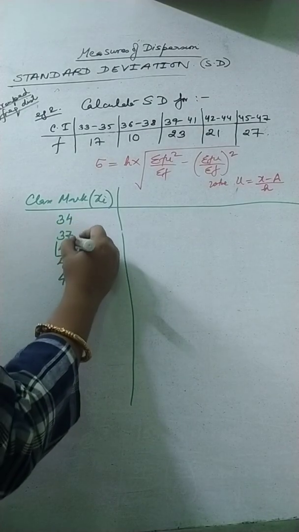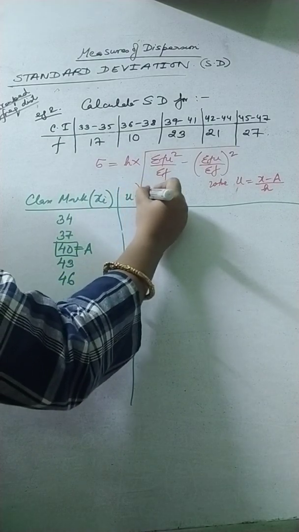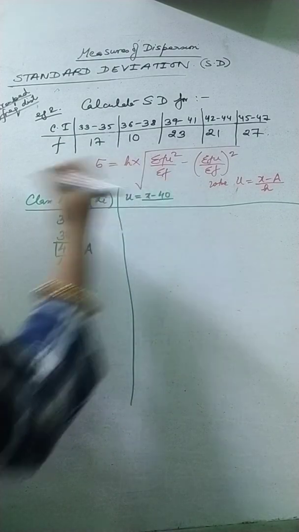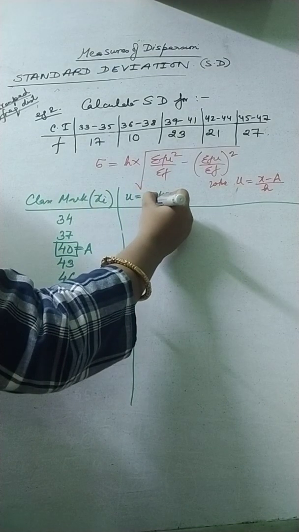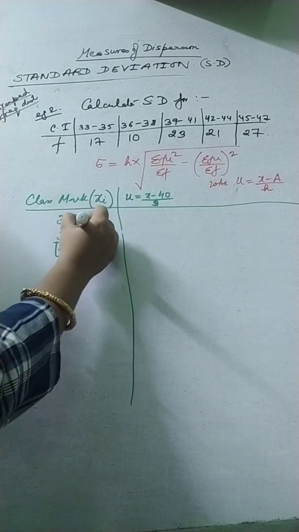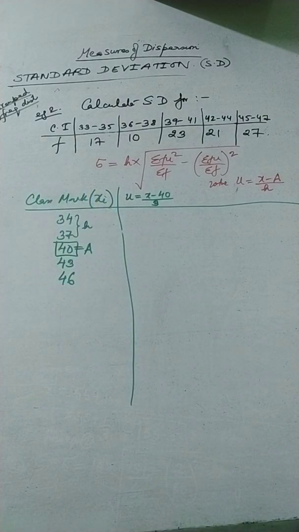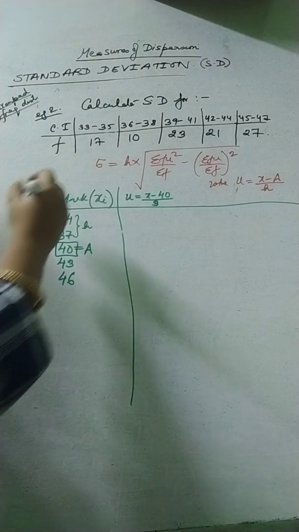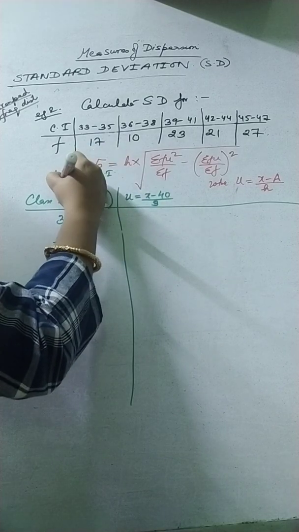Let us suppose 40 as your assumed mean, so that u will be x minus 40 by h. What is the length of the class intervals over here? 3 units, isn't it? Because you can see the difference over here is 3. That itself gives us our h. I've written that over there, though it's not necessary that you write it, in case you have forgotten. So you can mention that h is equal to length of CI, and that is equal to 3.